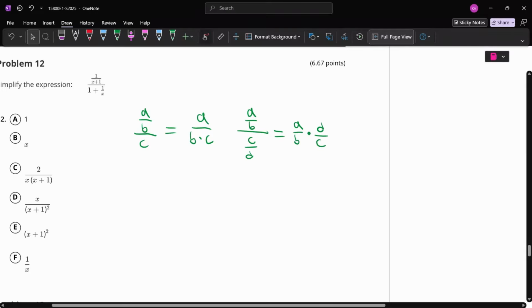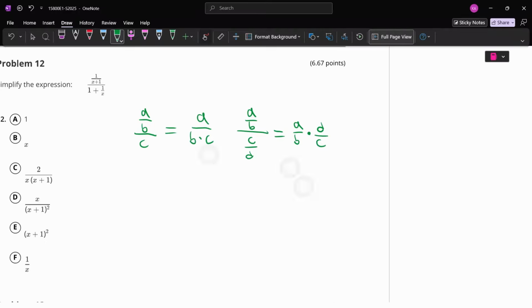So similarly in this case, you could rewrite this as a over b divided by c over 1. And so with that cross multiplication, you'd end up with just a over b times 1 over c, which gives us a over b times c, as written over here. So now with that out of the way, we can start focusing on the first step in simplification.